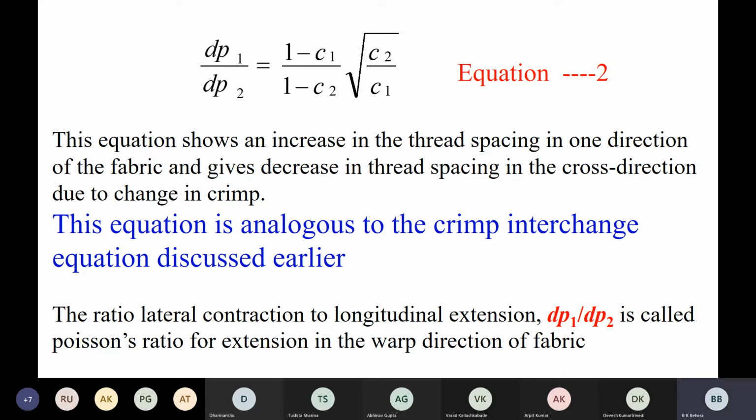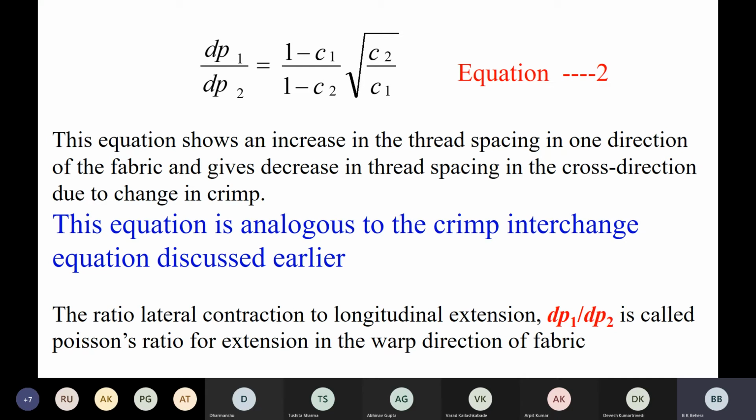So this equation is analogous to the crimp interchange equation discussed earlier. If you recall, in Peirce geometry, we discussed the crimp interchange equation. We plotted the curve between C1 and C2. If crimp in the weft direction increases, the crimp in the warp direction decreases. The nature of the curve relationship we have all discussed in the crimp interchange equation earlier.